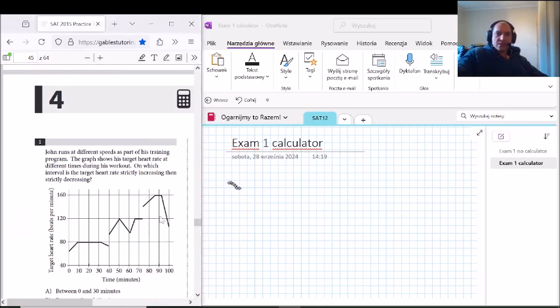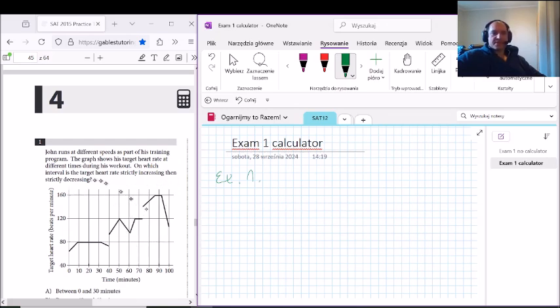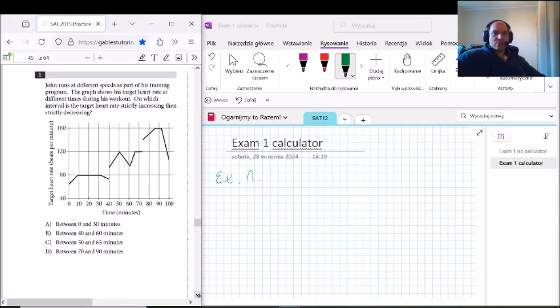Okay, so exercise 1. John runs at different speeds as part of his training program. The program shows his target heart rate at different times during his workout. On which interval is the target heart rate strictly increasing, then strictly decreasing? Okay, so it's basically a question when the function is increasing and then decreasing strictly, so no constant.